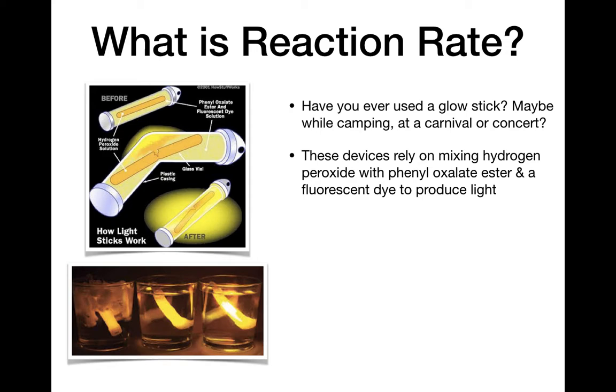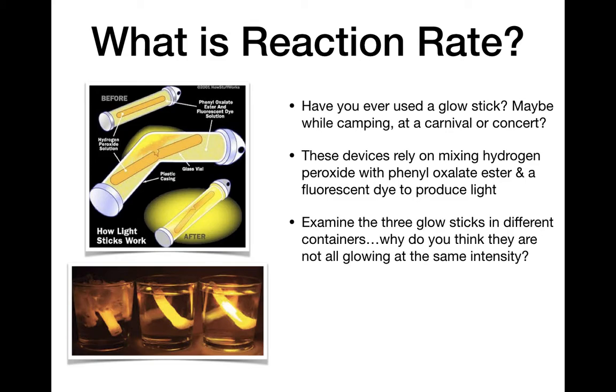So how the glow sticks actually work is they mix hydrogen peroxide, H2O2, which is inside a little glass tube inside the glow stick, with a chemical called phenyl oxalate ester and a fluorescent dye. The fluorescent dye differs based on what color your glow stick actually is. And when you break the little glass tube inside by bending the plastic glow stick, you mix the two reactants and cause a chemical reaction.